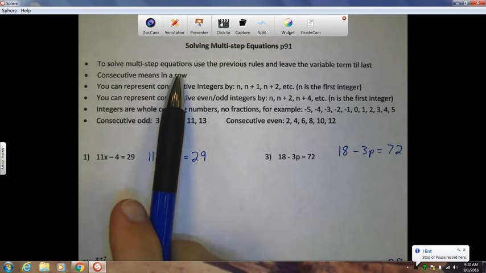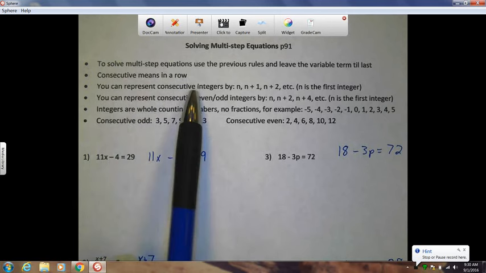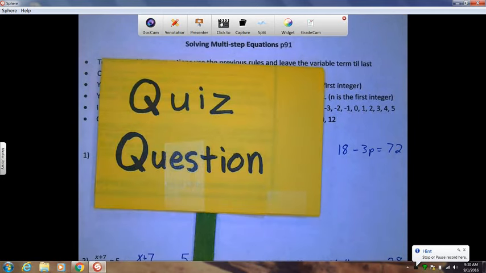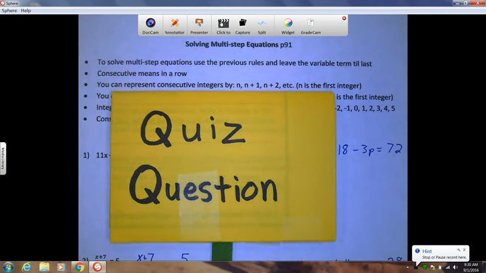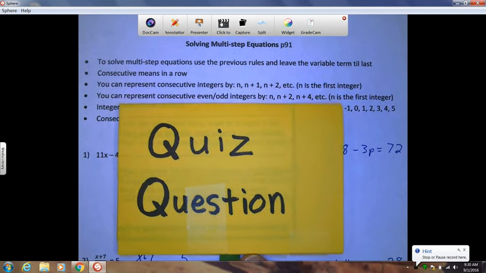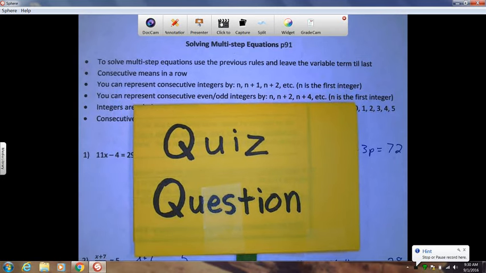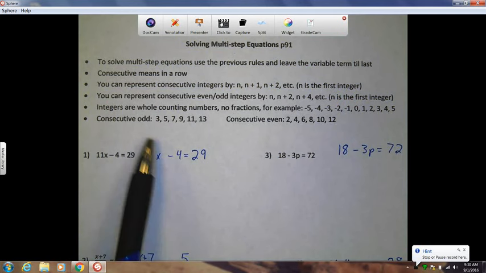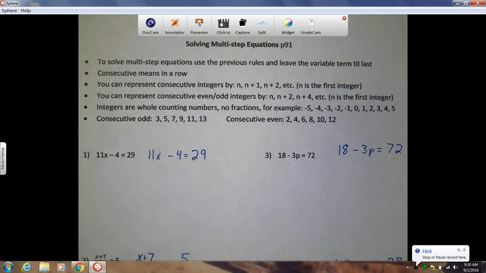Consecutive means in a row. We have consecutive integer problems. Here's how you'll represent those. So notice consecutive integers. This is how you represent n plus 1, n plus 2, even and odd. That's something that's commonly missed. Make sure you take special note of that. Integers are counting numbers. There's no fractions. Now here's an example of some consecutive odd and consecutive even integers. Alright, let's try some of the example problems.